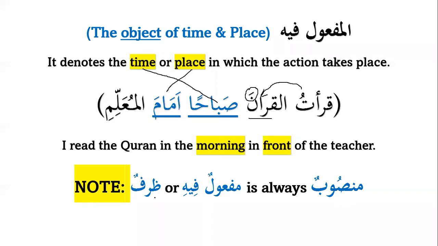And we know that dharfun or maf'ulun fihi is always mansub. It is always mansub. As we can see over here, sabahan, and similarly, amama is also mansub. And similarly, we can see that all kinds of maf'ul or mafa'il, like al-mafa'ilu al-khamsatu, all the 5 objects, because we call them object, and we know that object in Arabic is always mansub.